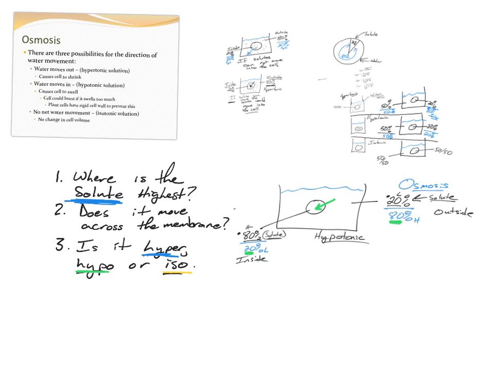For iso, since it's equal, does it move from high to low, or does it stay? Well, if it's equal, there's no high or low, so nothing's moving. Well, there is movement, but what? No net movement, because for every one that goes in, one comes out. So it is movement, but it's just not any net movement in iso. Are we all good with that?